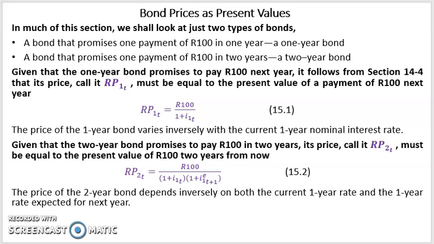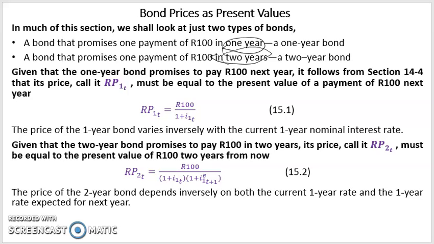In much of this section, we shall look at just two types of bonds. One is a bond that promises to pay 100 Rand in 1 year, a 1-year bond. The other is a bond that promises to pay 100 Rand in 2 years, a 2-year bond. Once we've understood how their prices and yields are determined, it will be easy to generalize our results to bonds of any maturity. So let's start by deriving the price of the two bonds.